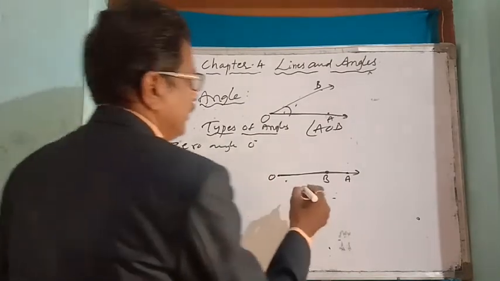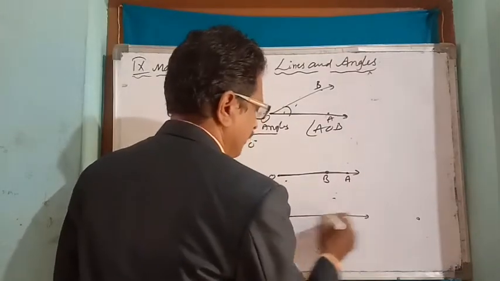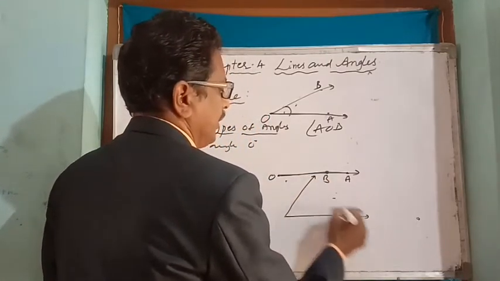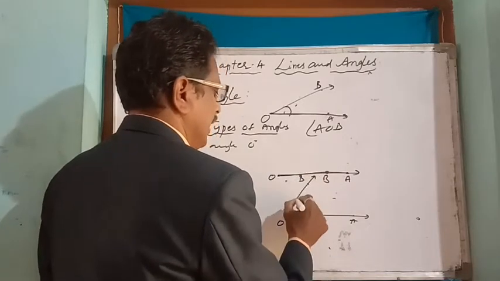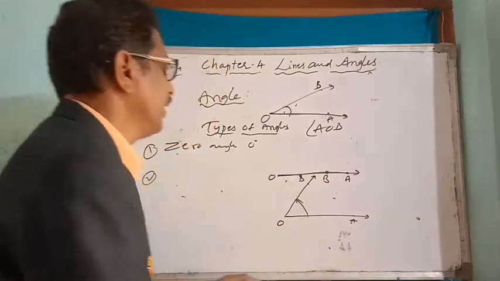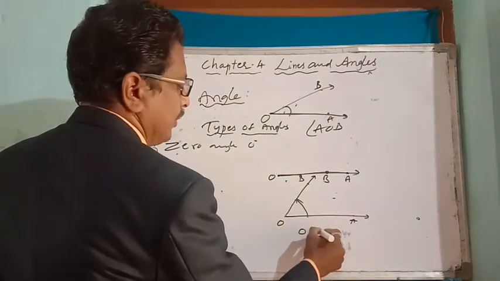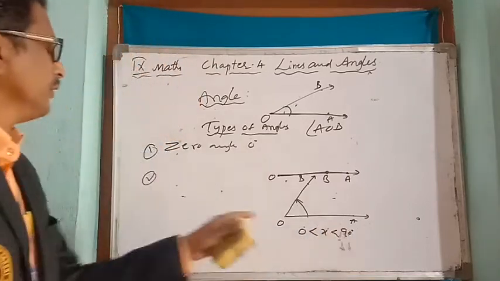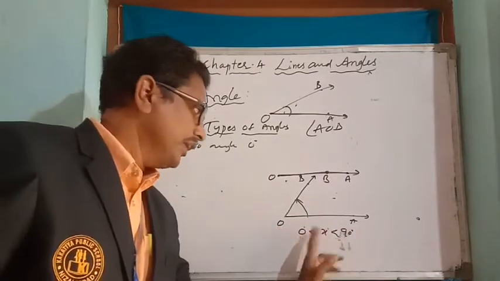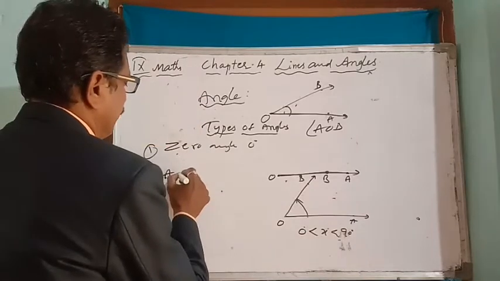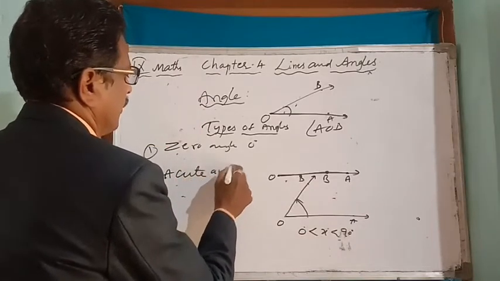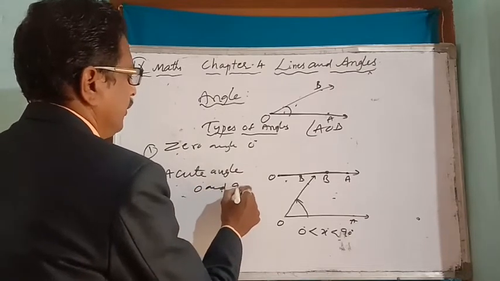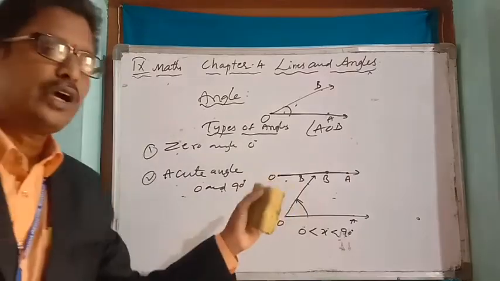The second one is the angle between 0 and 90 degrees. Here A, here B. Here 0 less than x less than 90 degrees. The angle between 0 and 90 degrees is called an acute angle.